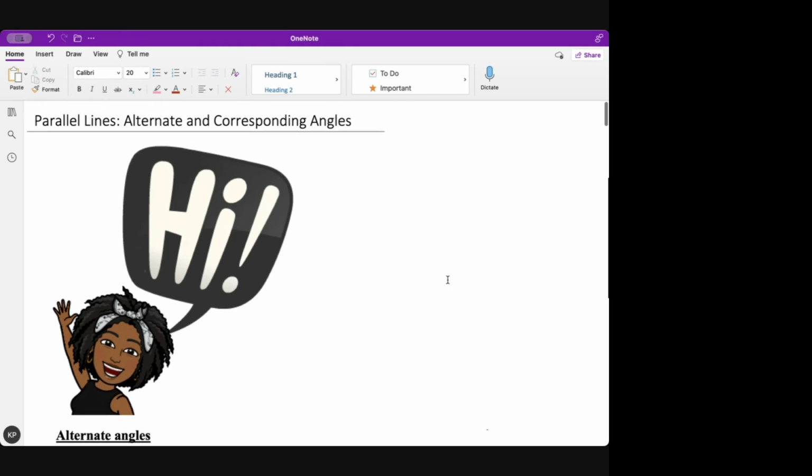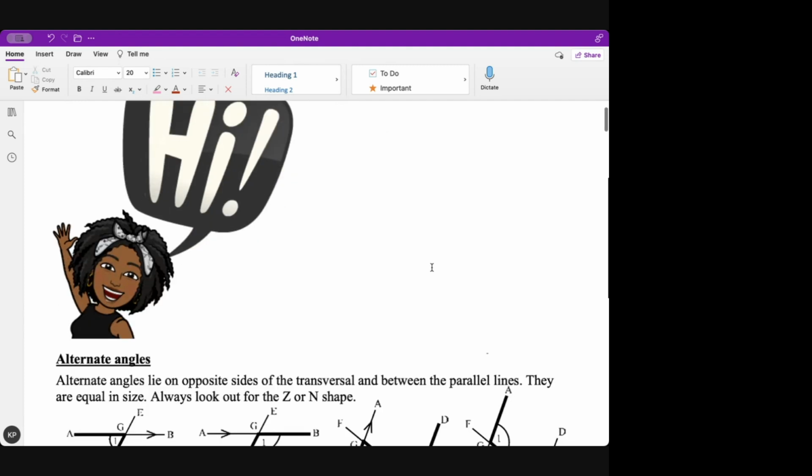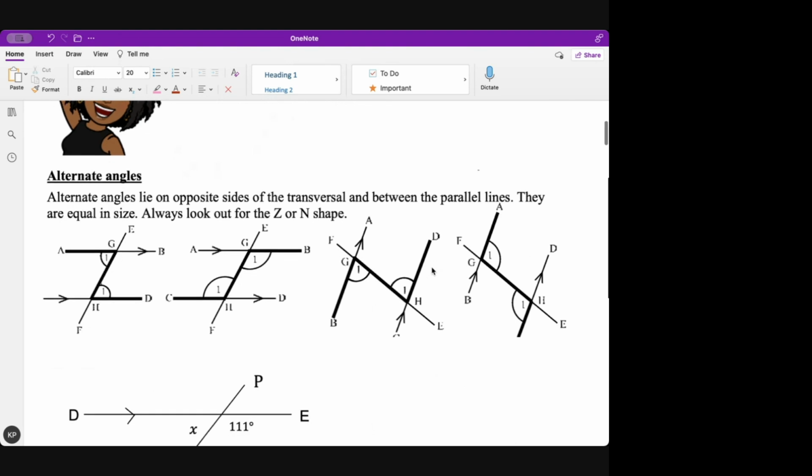Definitions. I'm going to repeat the definitions, and then we'll be doing some problems. So please, if you don't have a pen and paper in front of you, please fetch it right now. And a calculator. Okay. Please get it right now because you're going to need it. So let's start off with alternate angles.